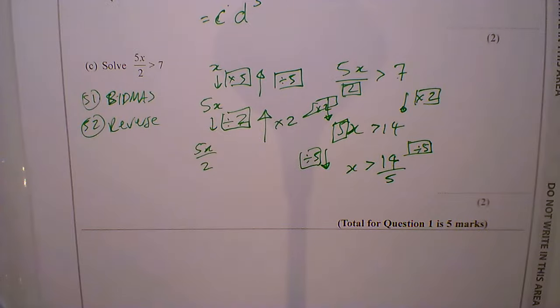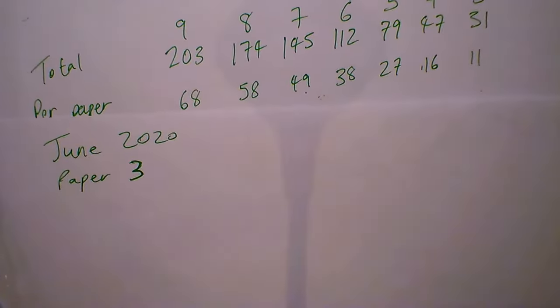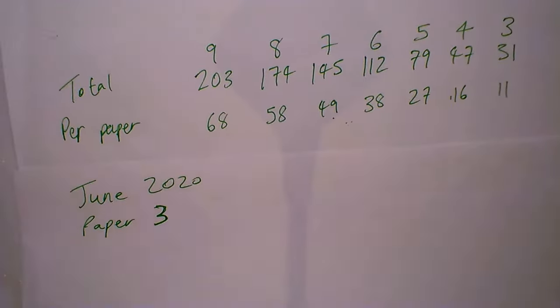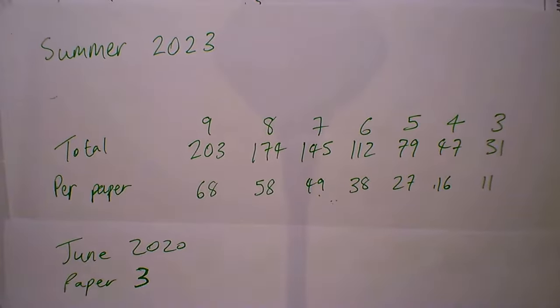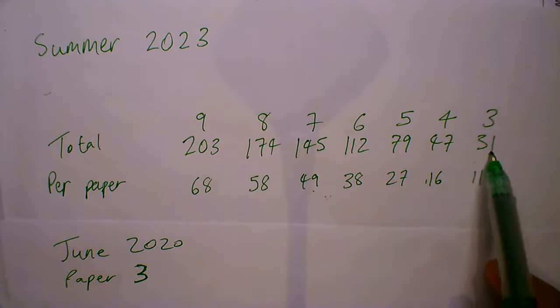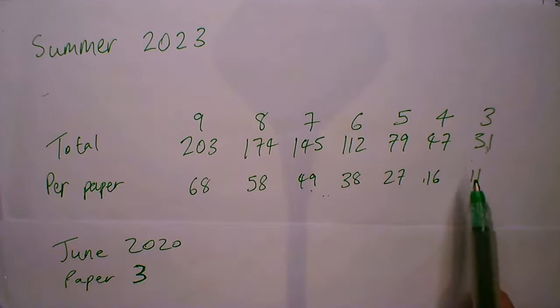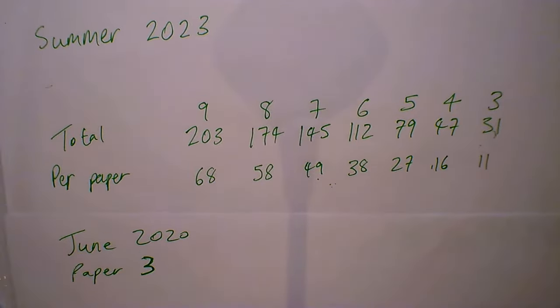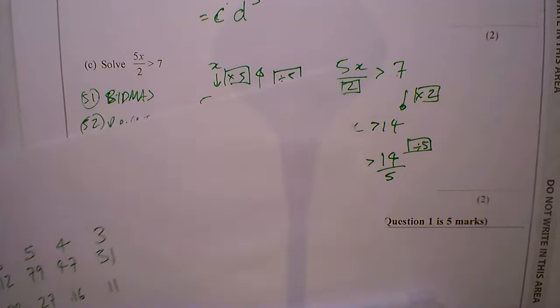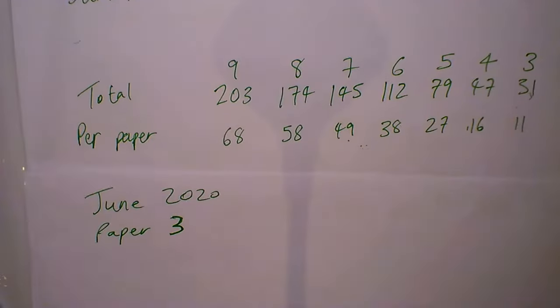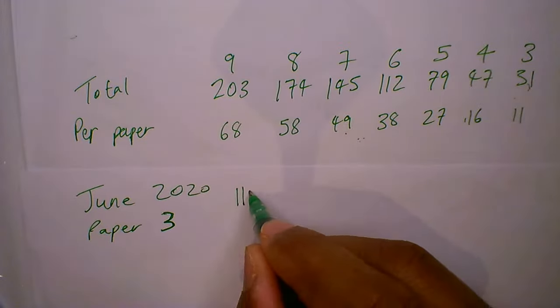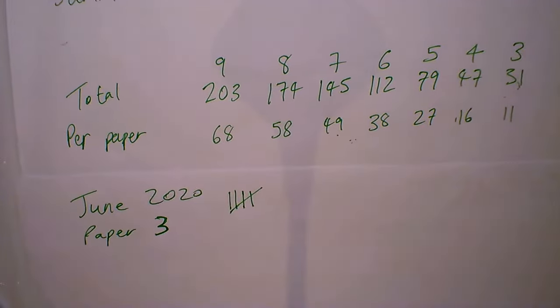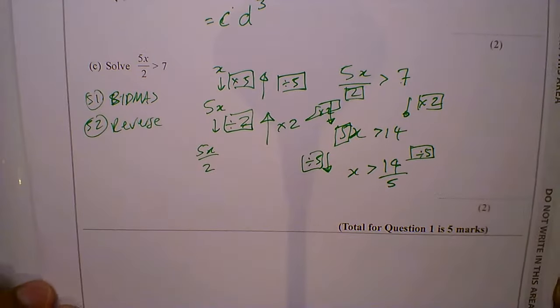Okay, let's do a little tally. So this is summer 2023, the grade boundaries. So for each paper, how many marks you needed as total, and then broken down per paper. So we need 13 marks to get a grade 3. This question is worth 5 marks. So we have banked 5 marks. 1, 2, 3, 4, 5 marks. Let's keep a tally of how we go.